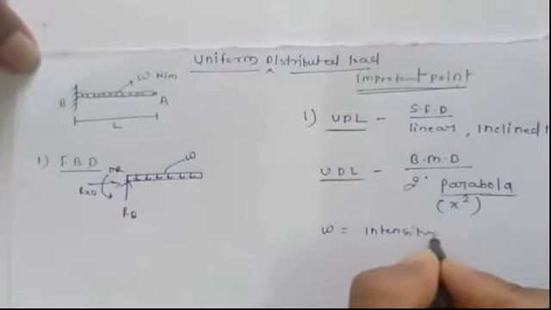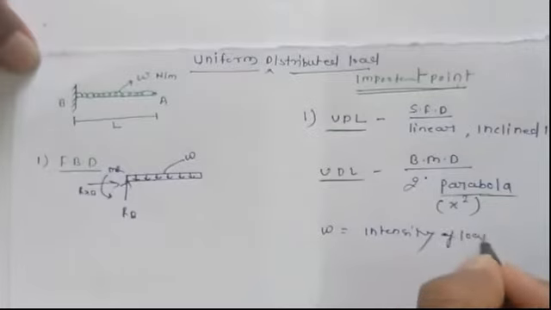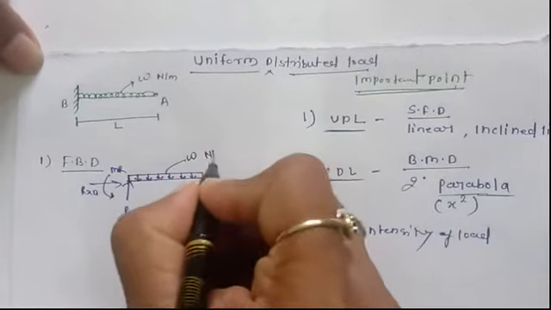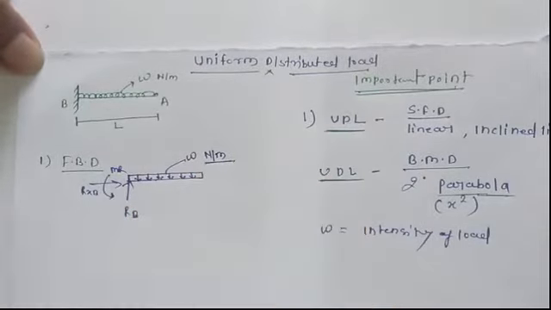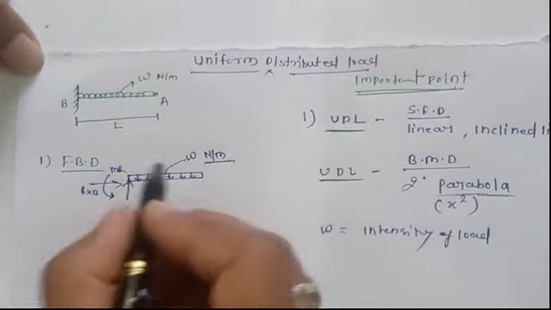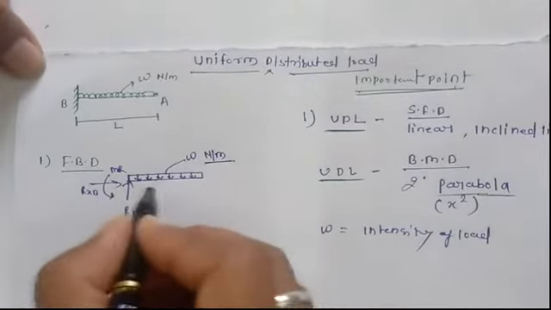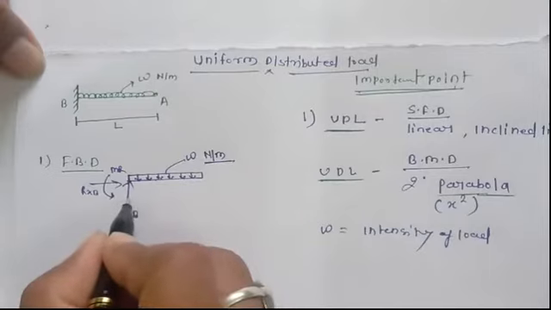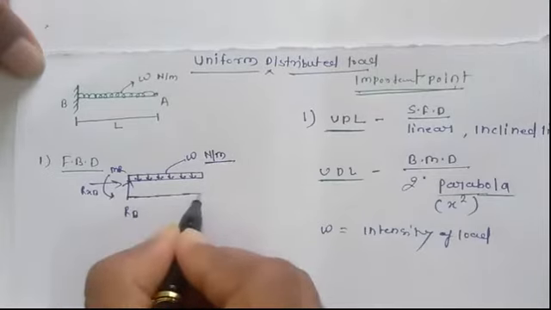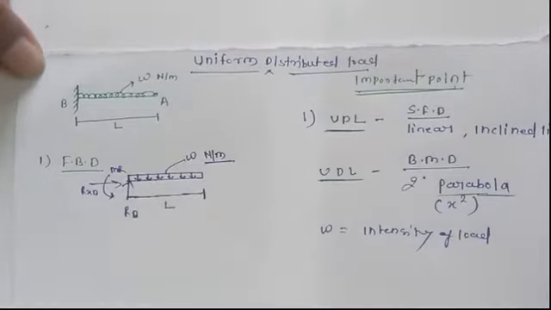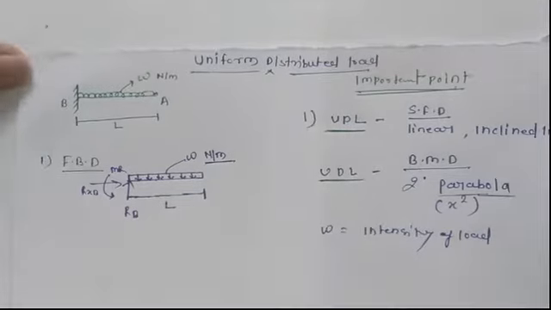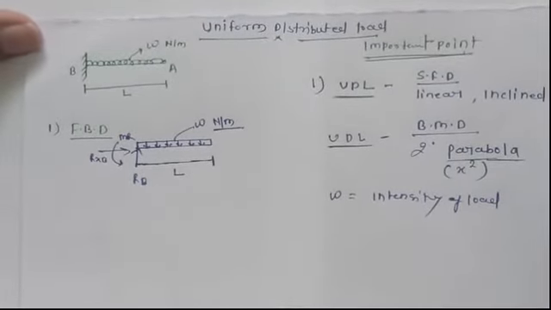This is called the intensity of load. This W Newton per meter means every meter, each meter, this W load is there, up to length L. Suppose this is the length, so total length L, this intensity is distributed over this span. So this is the free body diagram for this particular problem.